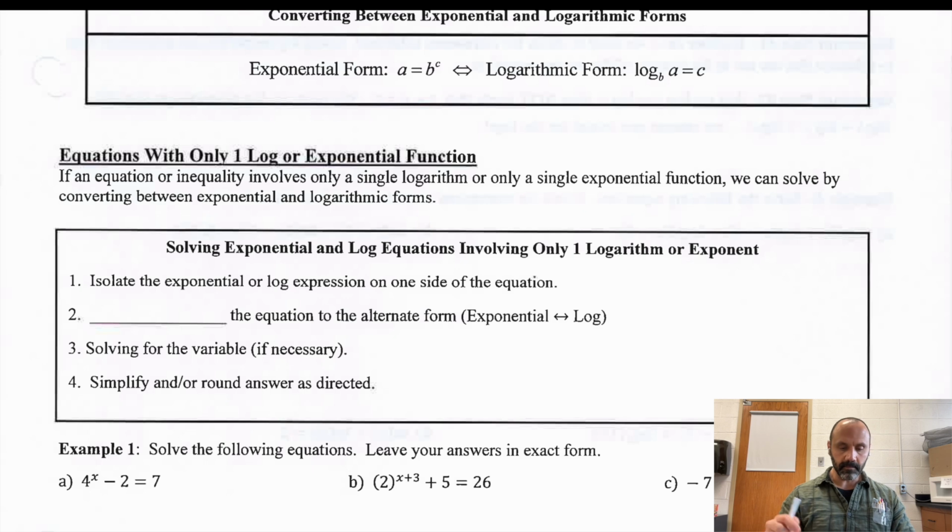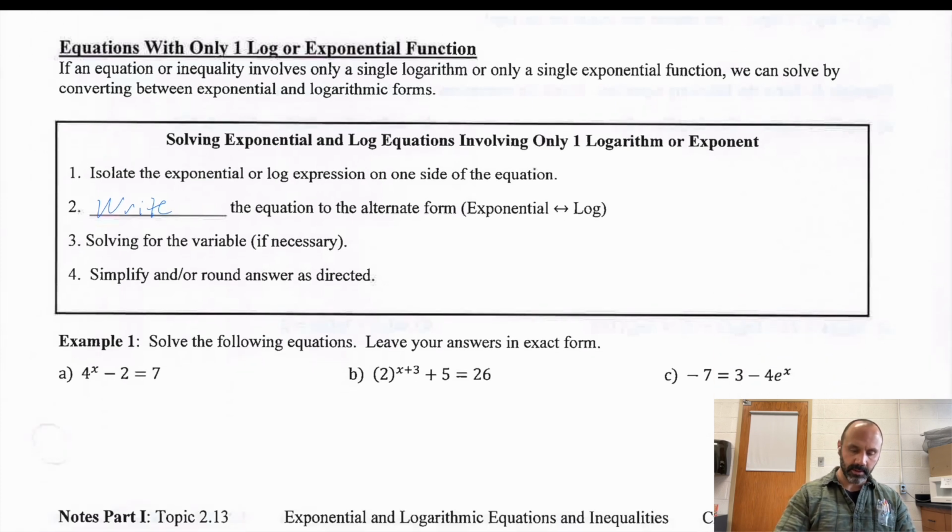Okay, so when you've got an equation that only has one logarithm or one exponent in it, here are the steps for doing that. First of all, isolate the exponential or the logarithmic expression on one side of the equation. Then you're going to write the equation in the alternate form. Switch between exponent and log. You'll see what it looks like when we do the example. And then solve for the variable, simplify, round, etc., as you're asked to do.